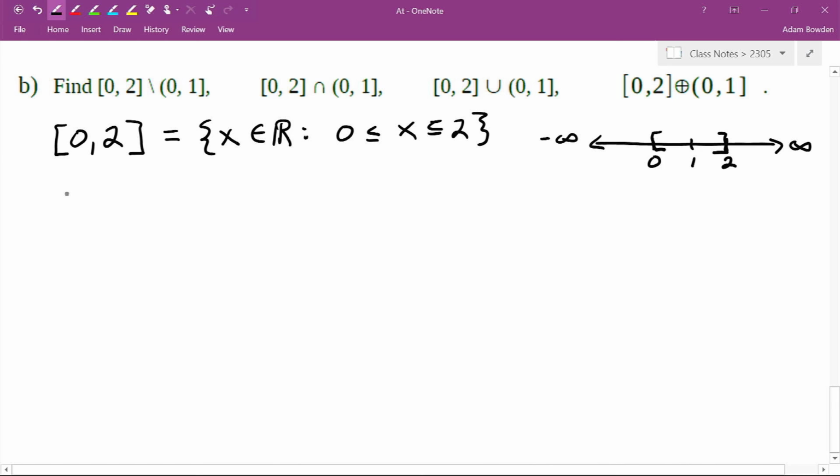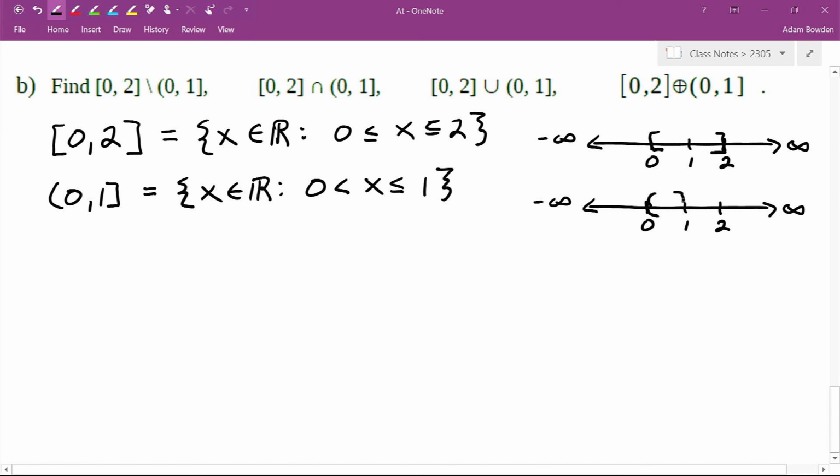And we're also going to look at the half open, half closed interval from 0 to 1. That would equal the set of all x in the real number set such that 0 less than x less than or equal to 1, which would look something like this if we consider the number line.